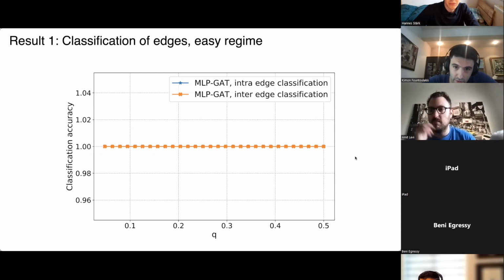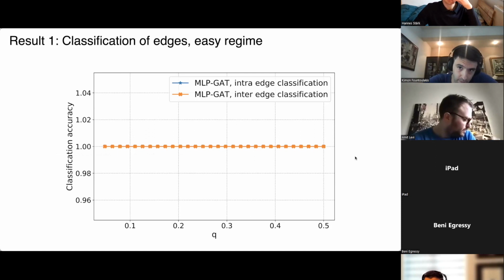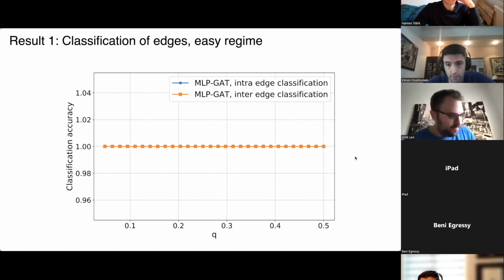This is the theorem in the form of a plot. As a function of Q, you can see that the MLP GAT is able to achieve perfect node classification. And I will define the MLP GAT in the next slide. So that's basically what the theorem is saying here. You can perfectly separate intra from inter edges. Yeah. Can you go a slide back?